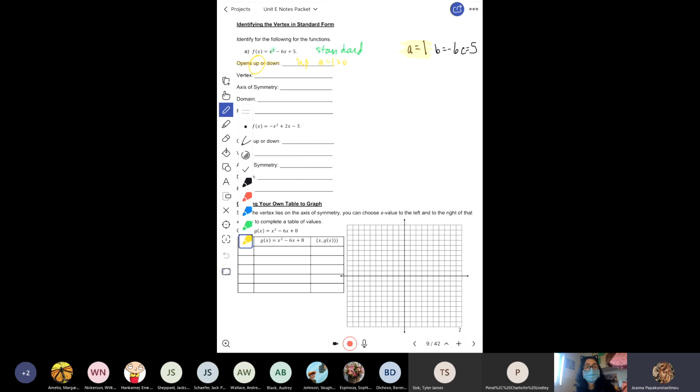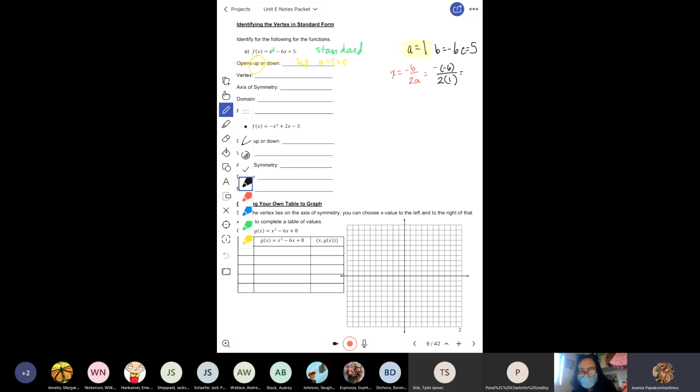Now, since it's given in standard form, I'm going to have to do a little bit of work to find the vertex. So remember, to find the vertex, I'm going to look at x, which is -b over 2a. So -b, so that's -(-6) over 2 times a.